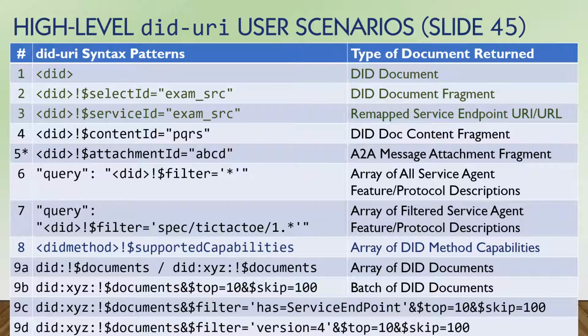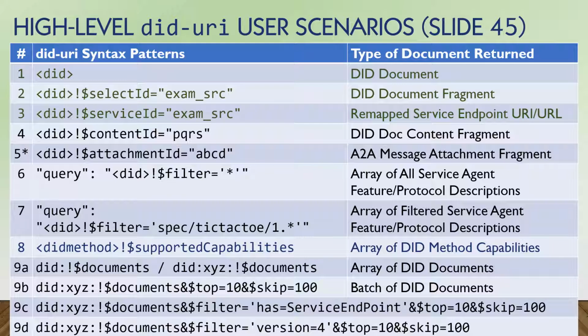Number 8, if we pass in a did method like did:foo: or did:solve:, and we pipe that into $service capabilities, we're going to get an array of did method capabilities, all of the did method capabilities. We might be interested for a particular resolver or for a particular did method, in this case did:xyz:, and simply getting all of the documents.